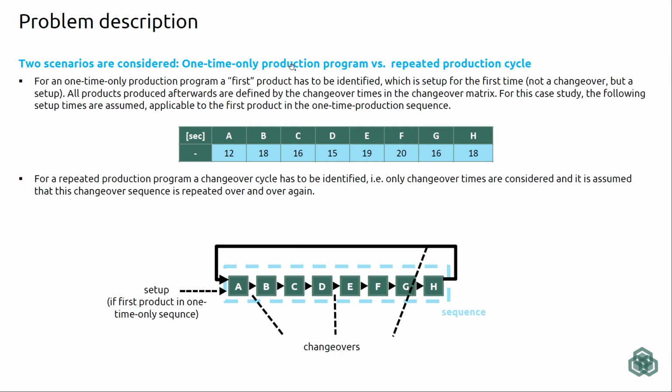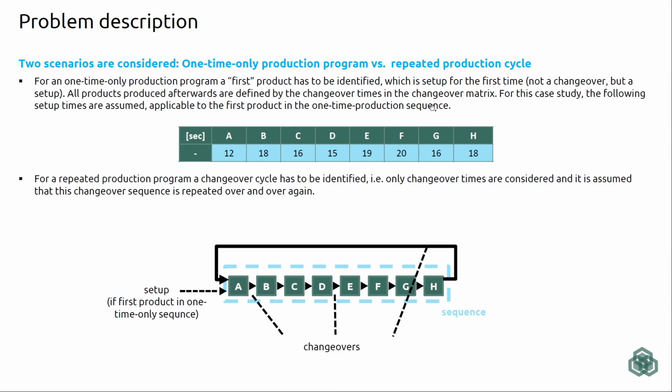In the case of a one-time only production program, one of the products would have to be the first product to be set up, and then you would complete the remaining sequence, and the last product in the sequence would then be the last product to be produced in the production program, and the production program would be complete. So in that case, you need some additional input data, which would be this initial setup. So in this case, product A and the time required for preparing the machine to produce product A is not defined by a changeover time, but rather a setup time.